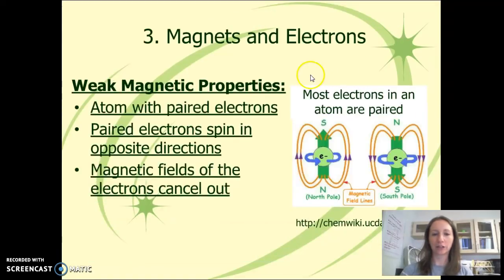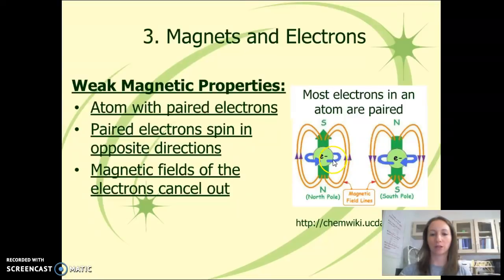Now, in order to actually be a magnet, there are some things that have to happen. Not every atom, just because it has electrons, becomes a magnet. What ends up happening is most atoms have paired electrons. As they're zipping around, you've got two electrons right next to each other, they tend to be paired off. And these electrons spin in opposite directions.